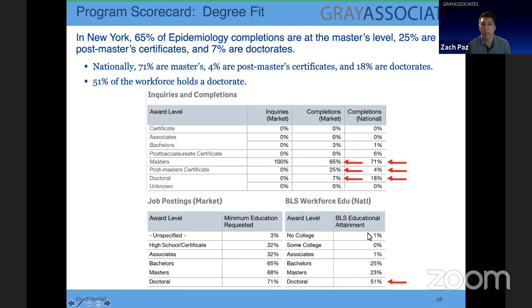And then we have the educational attainment of the workforce. So for the degree levels of the currently employed in the occupations related to this program, we have a bachelor's of 25%, master's 23%, and doctoral actually 51%. So 100% of the occupations related to this program are bachelor's and above, and a mix between bachelor's, master's, and doctoral.